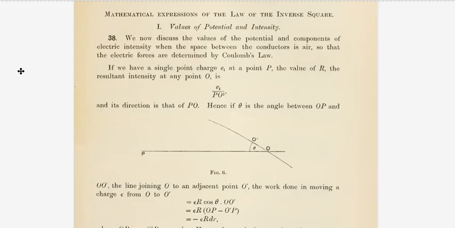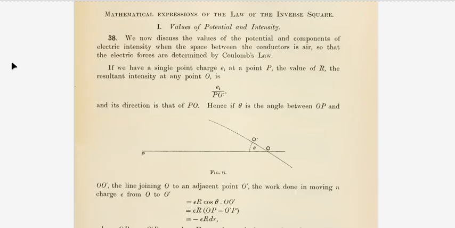Mathematical expressions of the law of the inverse square. 1. Values of potential and intensity. 38. We now discuss the values of the potential and components of electric intensity when the space between the conductors is air, so that the electric forces are determined by Coulomb's law.